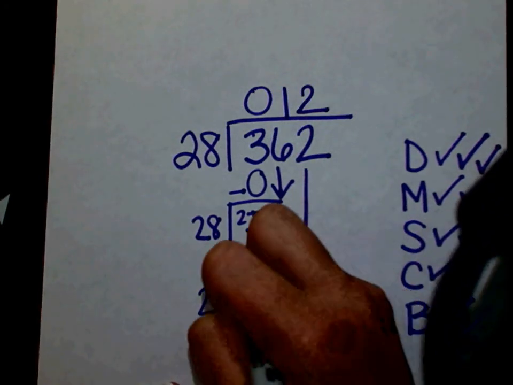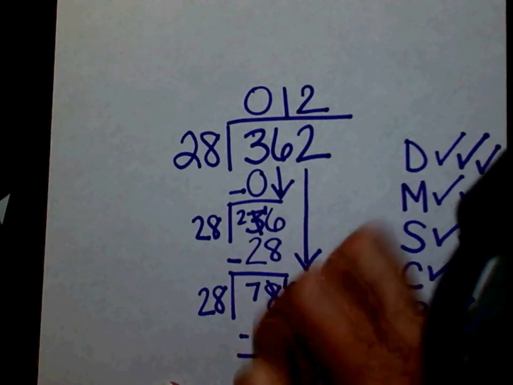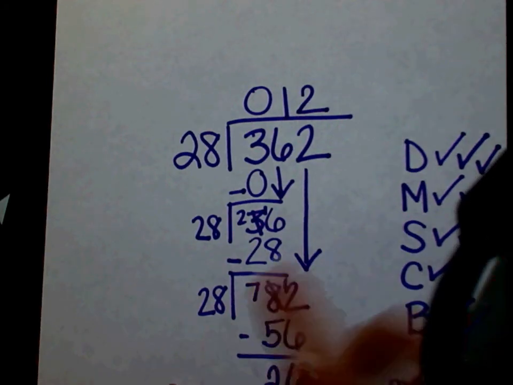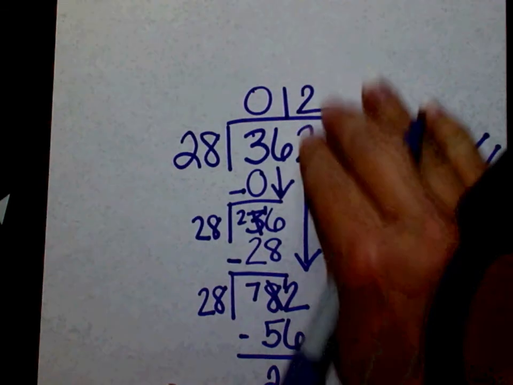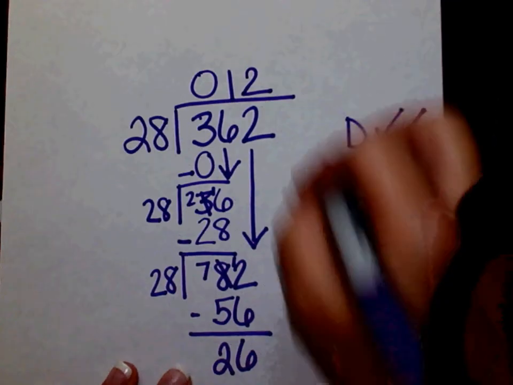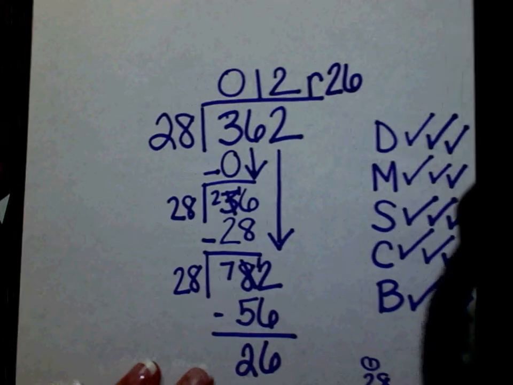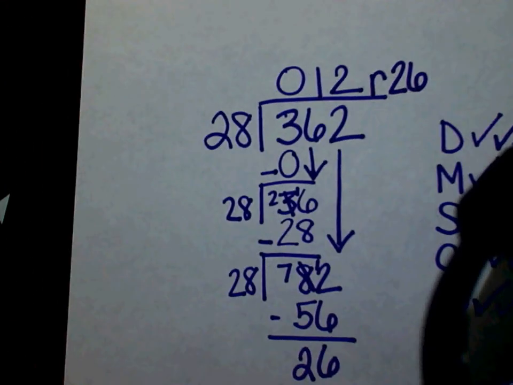Subtract. Check, is 26 less than 28? Yes. Bring down, there's nothing to bring down, so we are done. Our answer is 12, remainder 26. Let's check to make sure.